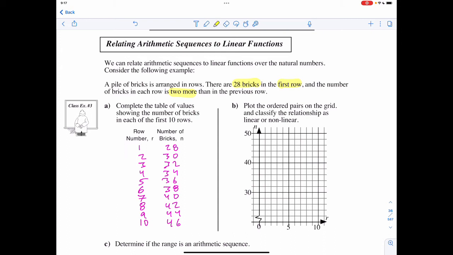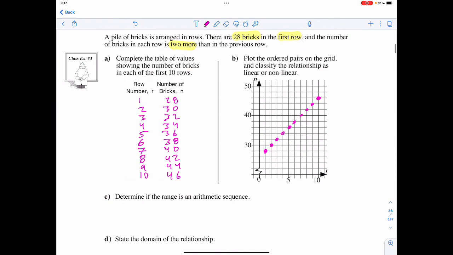Now, on the graph here, each tick is going to make up 2 lines. So I'm going to start at 1 and 28, 2 and 30, and then it's just going to create this linear relation that's going to keep going up, just like this, all the way up to 10 and 46. We know that all arithmetic relations are always going to be linear.